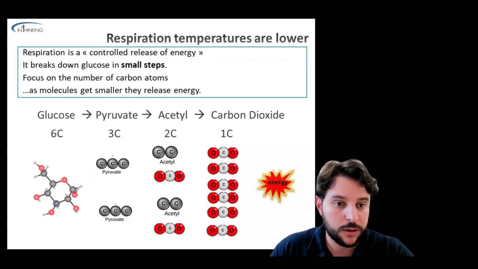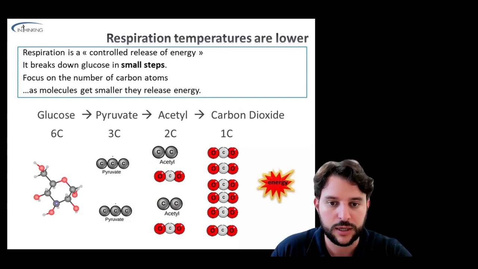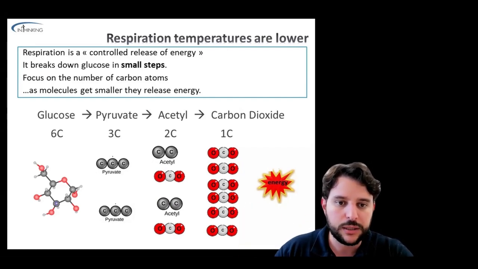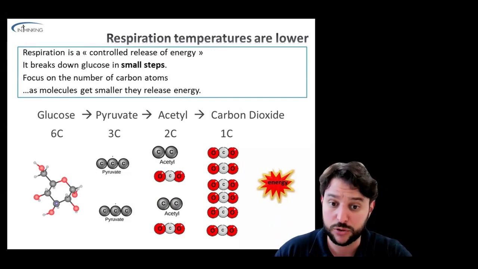As we continue with the respiration, basically we're going to break the molecule of glucose into smaller molecules. So from 6 carbons to 3 carbons to 2 carbons and finally to 1 carbon. So step by step, we release their energy. It's a controlled release of energy. And this energy is used to build ATP, as we saw.